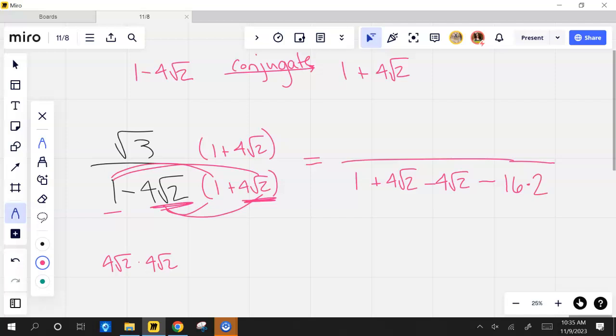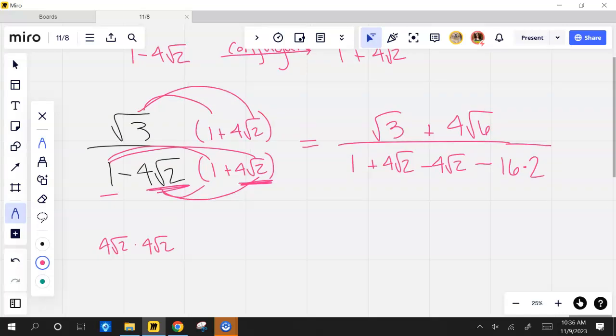Right? And up top, I end up with square root of 3 plus, what do I get here? 4 square root of 6. Remember, you multiply the numbers outside together and multiply the numbers inside together. Now I can start cleaning it up a little bit and see what happens. I got 2 radicals up top. Is that okay? Yeah, sure, I can have all the radicals I want in the top.